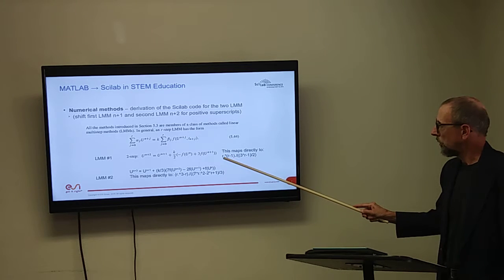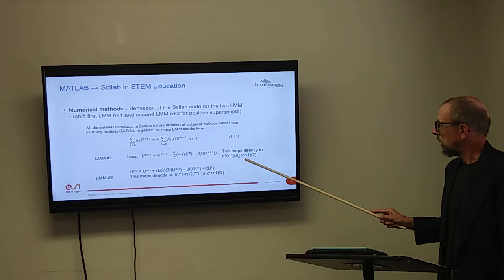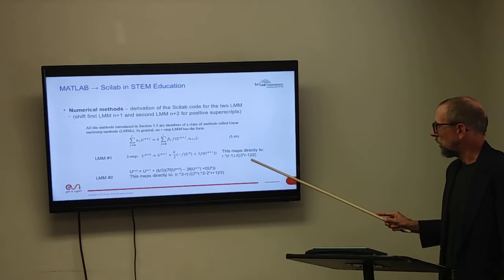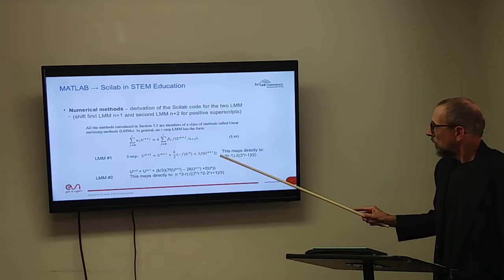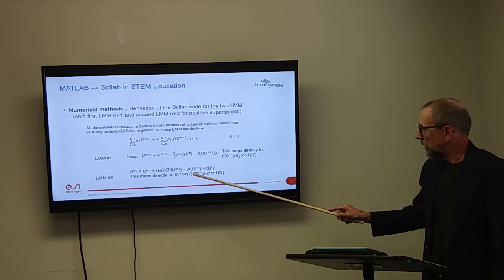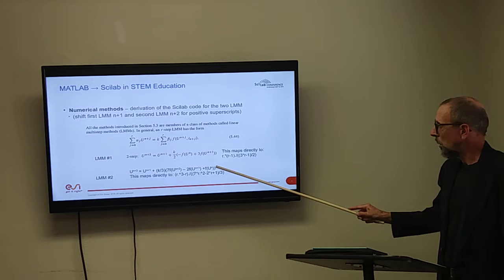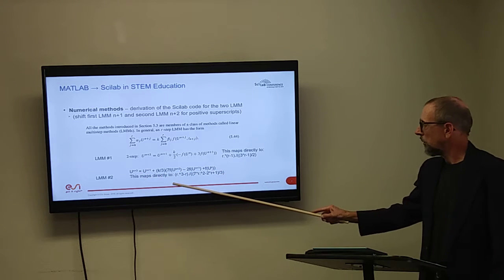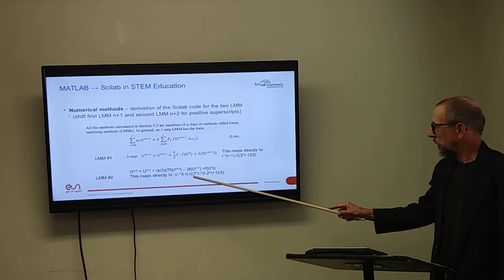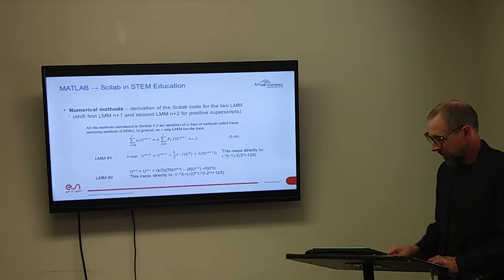So here's our R vector, R minus 1, 3 times R minus 1 over 2. And then for the second one, this was shifted twice to get positive exponents and mapped to this exact function.